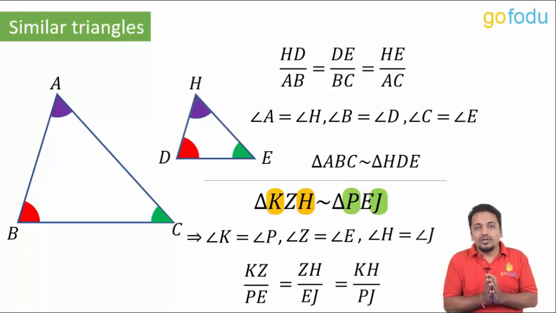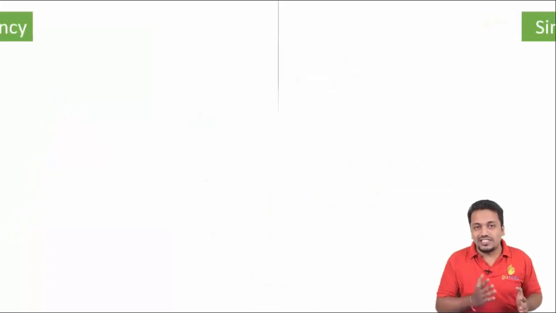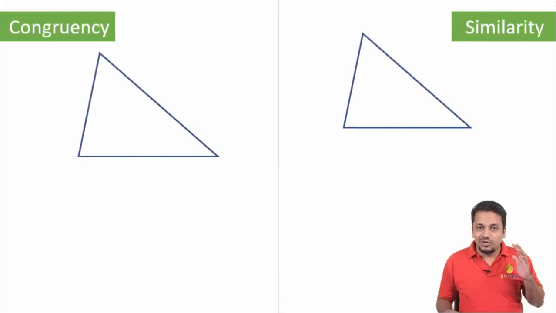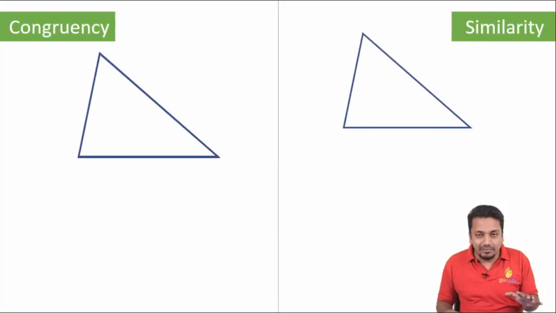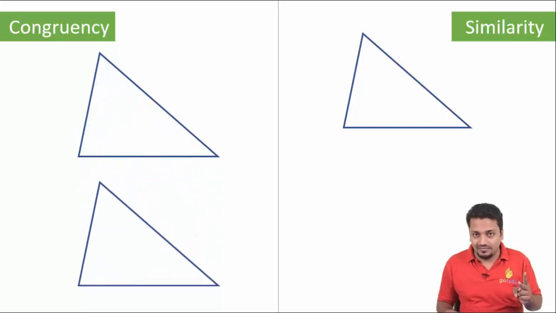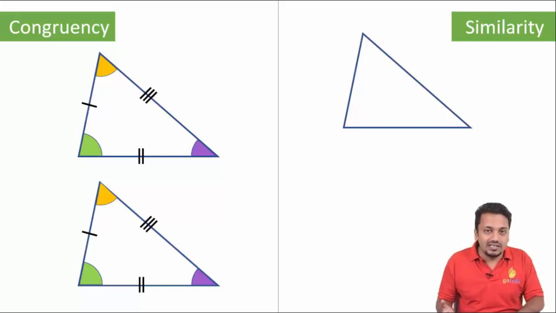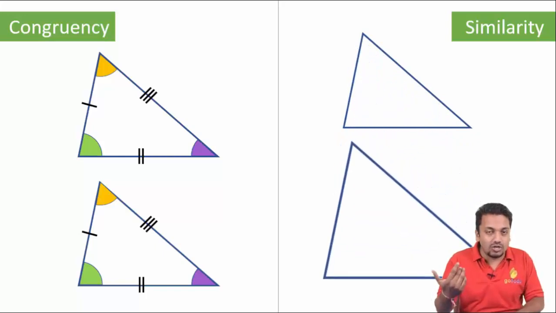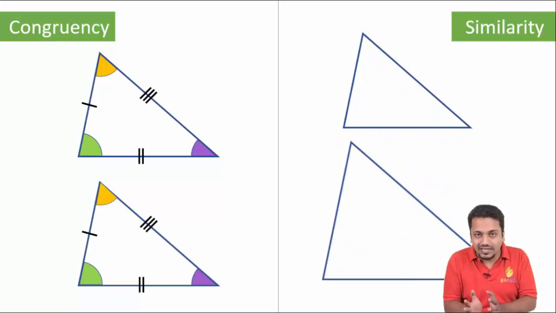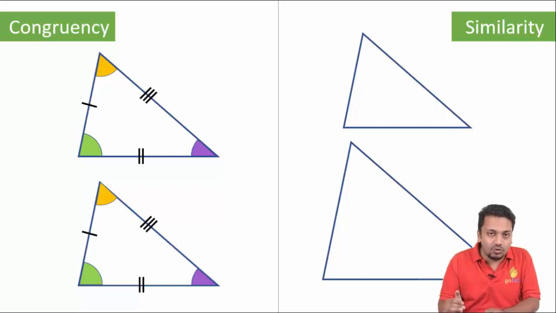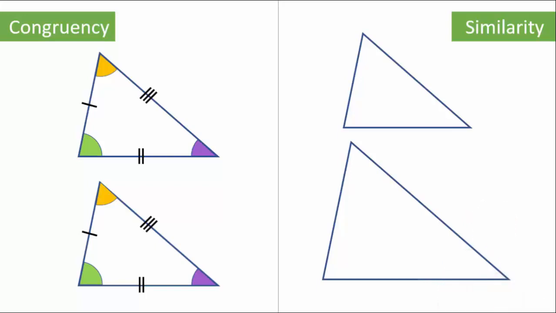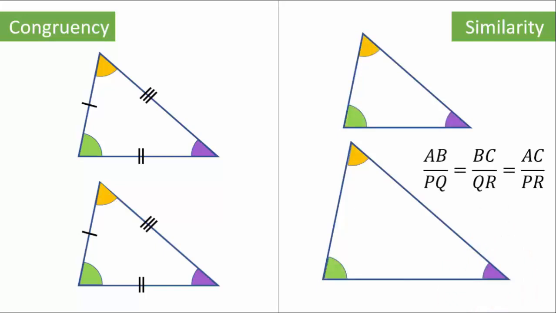It is important that you understand the basic difference between congruency and similarity. Congruent triangles are basically the same triangle given twice. They are exact copies of each other. They have the same shape and size. Whereas similar triangles only have the same shape and not size. They will appear to be the same, but size-wise they will be different. They won't superpose each other. Their corresponding angles are equal and their corresponding sides are in proportion.